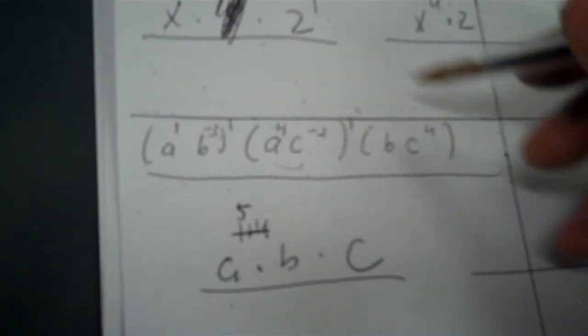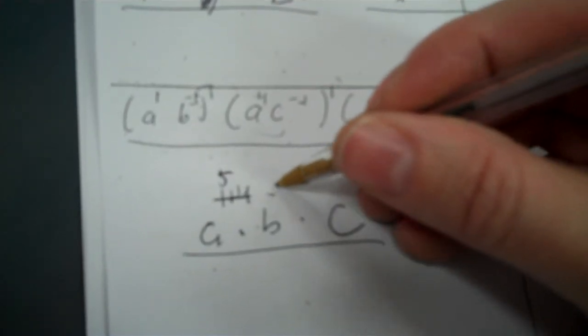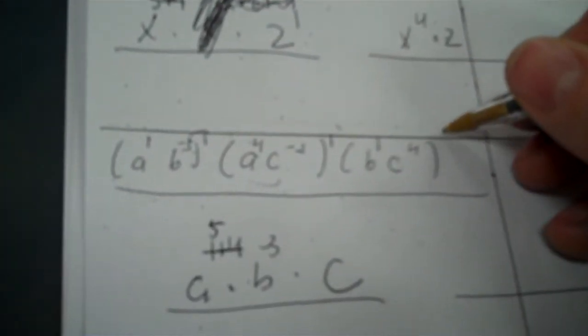5, B. You got two factors of B. Negative 3 times 1 is negative 3. 1 times 1 is 1. Negative 3 plus 1 is negative 2. And then my C, got two factors of C. Negative 2 times 1 is negative 2, and then 4 times 1 is 4. Negative 2 plus 4 is 2.